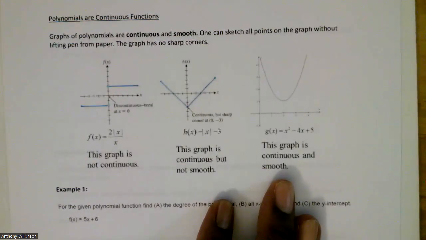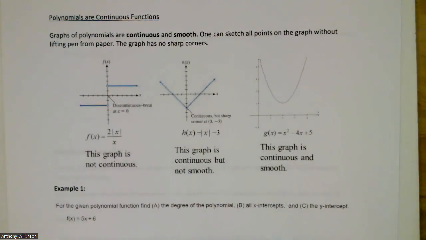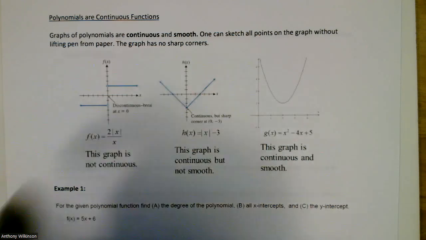Now, polynomials are considered to be continuous functions. Graphs of polynomials are continuous and smooth, meaning that one can sketch all points on the graph without lifting the pen from the paper. And the graph has no sharp corners. And also, there are no breaks in the graph. That means, of course, drawing it without lifting the pencil off the paper.